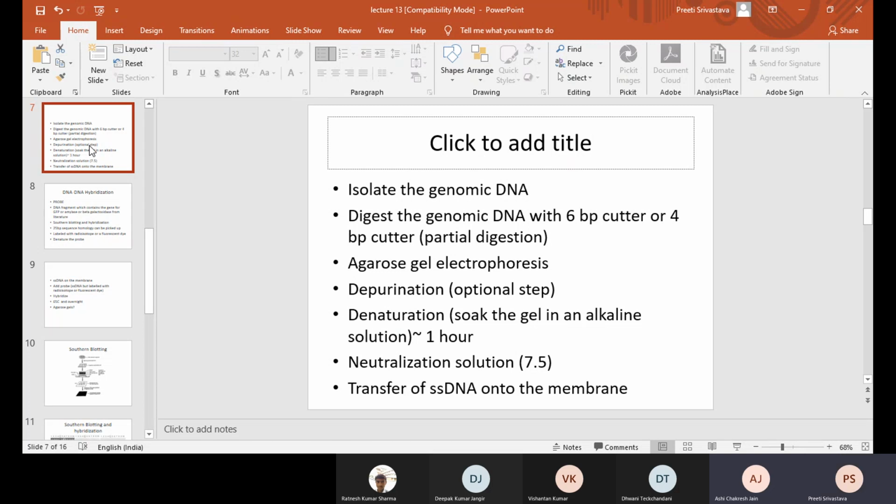So this whole process, southern blotting, means transfer of DNA. I told you if it is DNA it is southern, if it is RNA it is northern, if it is protein it is western, right? But blotting in general means transfer.